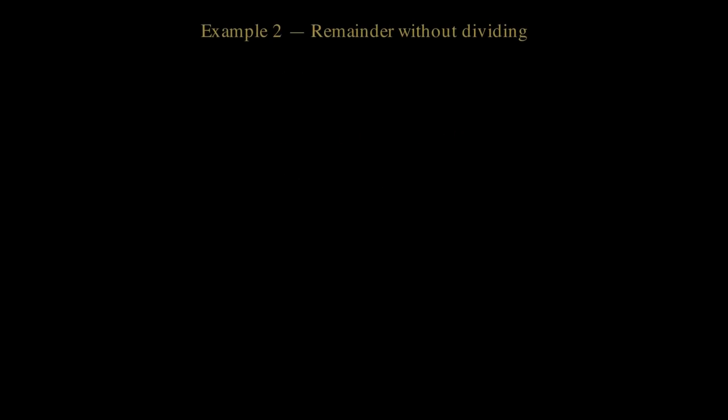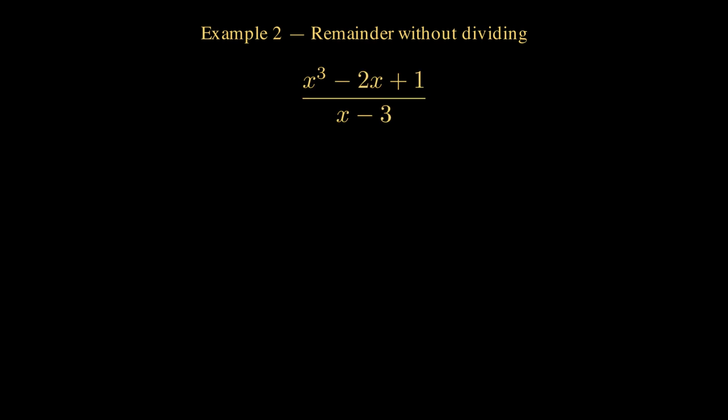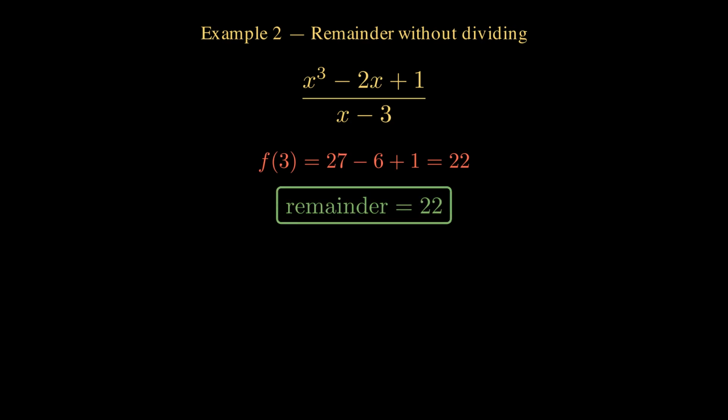Example 2, medium. Find the remainder when x cubed minus 2x plus 1 is divided by x minus 3. Here a is 3. Compute f of 3. 27 minus 6 plus 1 equals 22. So the remainder is 22. That is the entire division answer for the remainder part. In the division identity, f of x equals a quotient times x minus 3 plus that remainder, but you only needed 22 from the theorem.